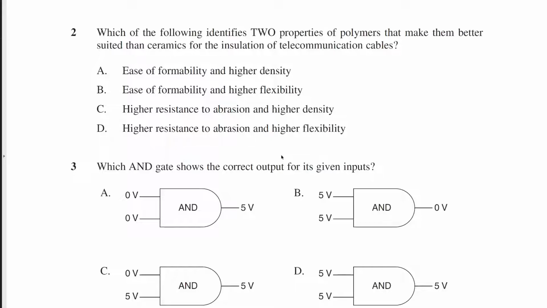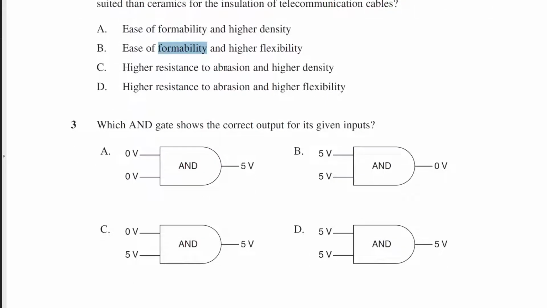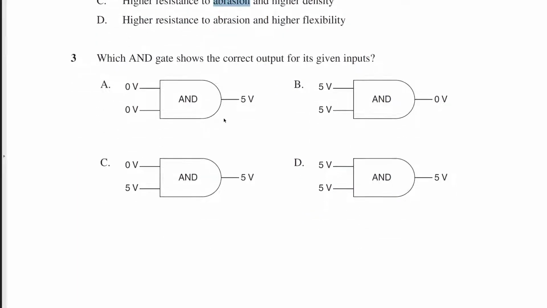The next question is about plastics, and most students know that plastics are generally considered to be flexible, and formability means they can be made into a variety of shapes using a variety of technologies. Typically we use injection molding, but there are lots of things. Resistance to abrasion is hardness, and plastics don't have a good hardness compared to metals or ceramics.